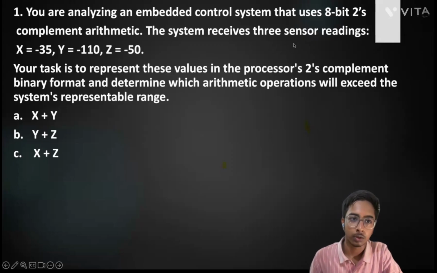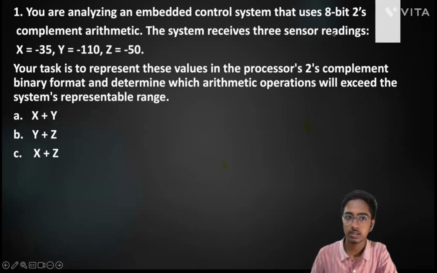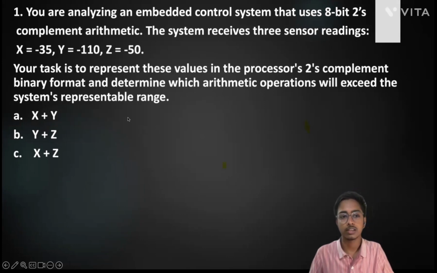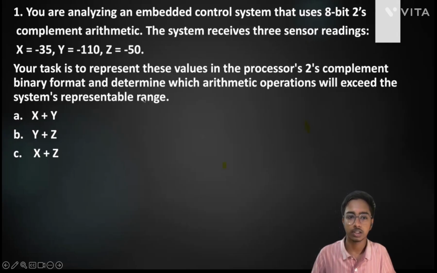Here we go. You are analyzing an embedded control system that uses 8-bit 2's complement arithmetic. The system receives three sensor readings X, Y, and Z. The respective values are given. Our task is to represent these values in the processor's 2's complement binary format and determine which arithmetic operations will exceed the system's representable range. So x plus y plus z, and x plus z.